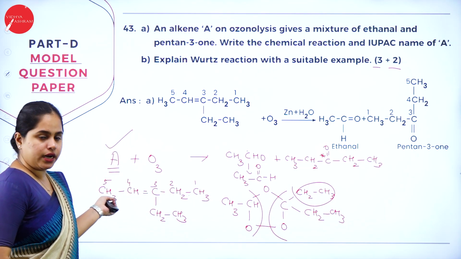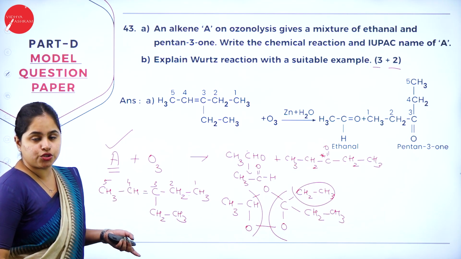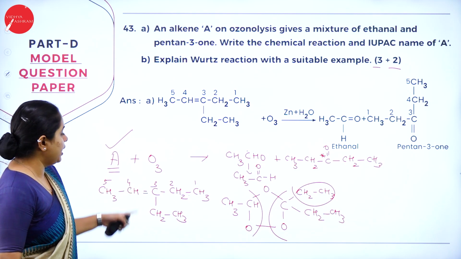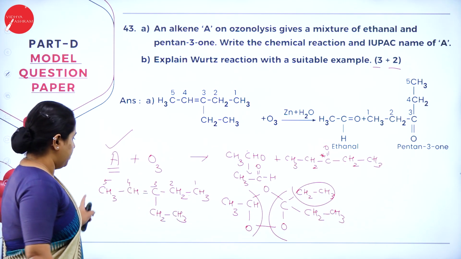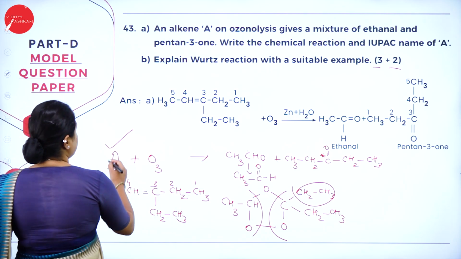So 5 carbon atoms are numbered, and on the 3rd carbon atom you have a CH2CH3. What is CH2CH3? It is ethyl, right? So 3-ethyl. So what is the root word? It is pent, and on the 3rd carbon atom you have a double bond. Okay, so what is the IUPAC name?